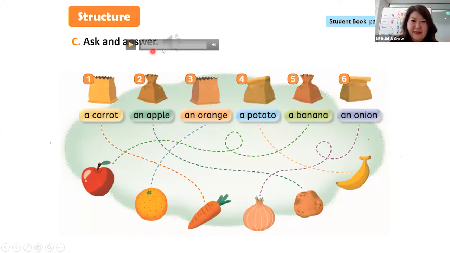C. Ask and answer. Is it a carrot? Yes, it is. Is it a carrot? No, it isn't. Is it an apple? Yes, it is. Is it an apple? No, it isn't. C. Ask and answer. Is it a carrot? Yes, it is. Is it a carrot? No, it isn't. Is it an apple?